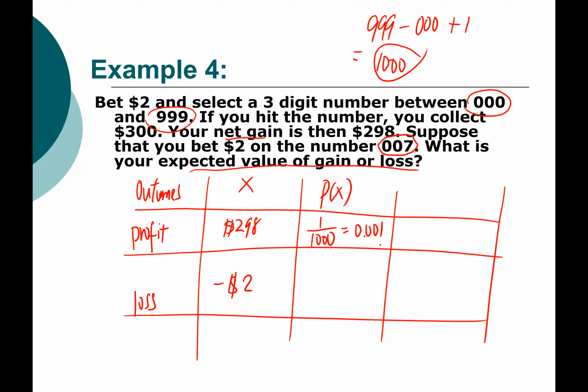The probability of losing will be the complement. You either win or lose. So it's 1 minus 0.001. So this would be 0.999. Another way of saying this is if only one is a winning number, then the remaining 999 numbers should be losing numbers. So if you're using 999 divided by 1,000, you also get 0.999. Okay. Now from there, we'll be able to look at the expected return, or expected value, x times p of x. First of all, 298 times 0.001 is 0.298. Okay, then this is a positive return. And then you multiply 2 by 0.999. And this is 1.998. Negative 1.998.